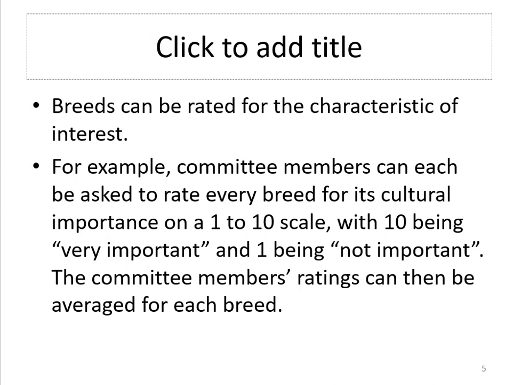Another way of doing things is we can rate the characteristic of interest. For example, we can ask the committee members to rate every breed for its cultural importance on a 1 to 10 scale, where 10 is most important or very important, and 1 is not important. Committee members can assign ratings and then we can calculate the average and standard deviation for each breed.